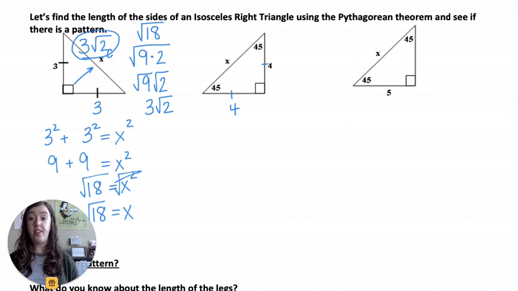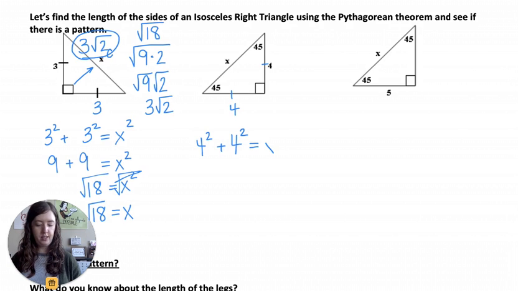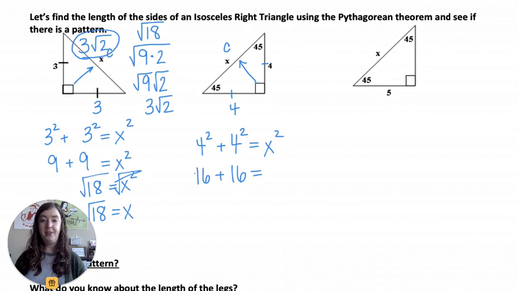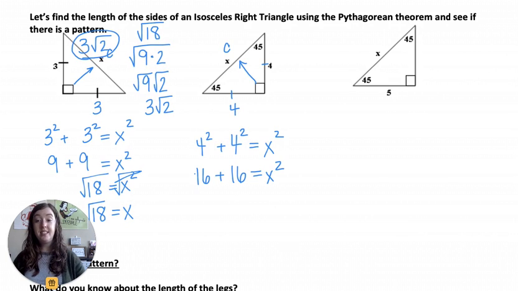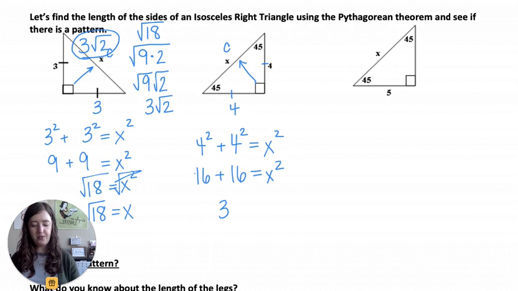So let's set up the Pythagorean theorem again. 4 squared plus 4 squared equals x squared. And I know x is going to be my hypotenuse because it's across from my right angle. 4 squared is 16 plus 4 squared is 16 equals x squared. 16 plus 16 is 32 equals x squared.